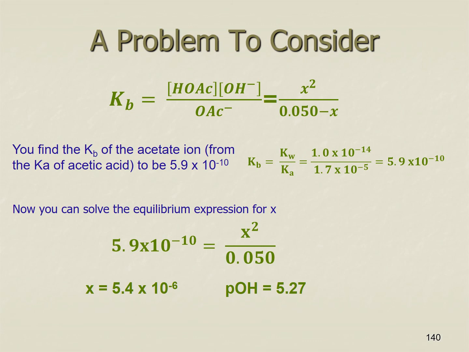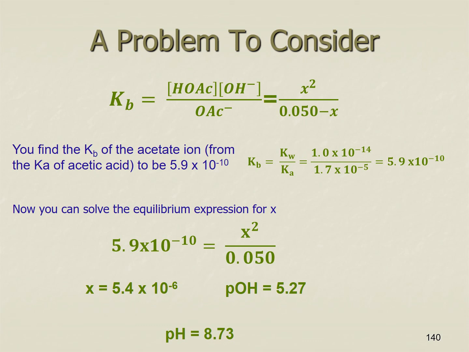Now we solve it. Multiply both sides by 0.050, take the square root. X is 5.4 times 10 to the minus 6, which means the pOH is 5.27, which means the pH is 8.73. So that's a lot to go through. It is probably the most complicated problem that there is, but you can do it just by putting together everything that we've done so far.